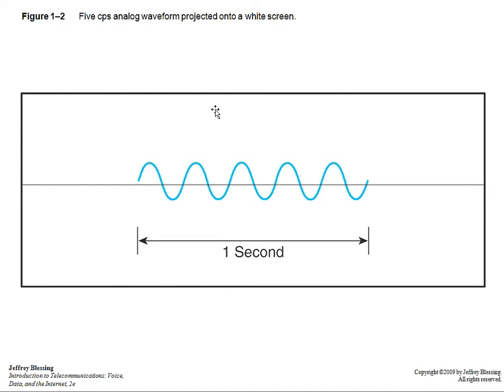Here, if we look back at the waveforms, we have a signal here that has a 1 second duration, and it's 5 cycles per second signal. 1 cycle per second is called 1 hertz. So this would be a 5 hertz signal, 5 complete sine waves in 1 second's duration.